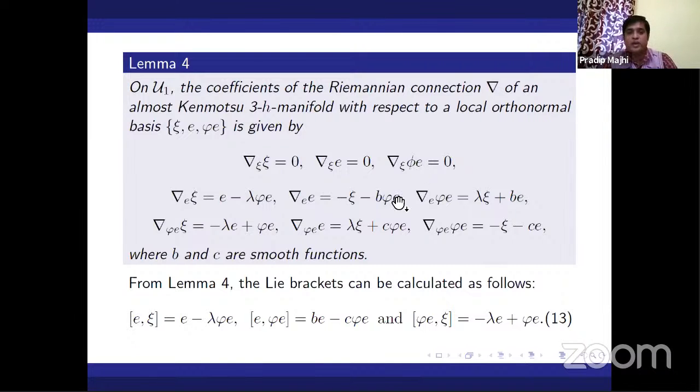From these coefficients of the Riemannian connection, we can easily calculate the Lie brackets. These are all the Lie brackets; there are 3 Lie brackets. There is a relation between the Lie bracket and the Levi-Civita connection: the Lie bracket of x, y equals nabla x y minus nabla y x for all smooth vector fields x, y. So you can easily calculate the Lie bracket terms from the coefficients of the Riemannian connection nabla.